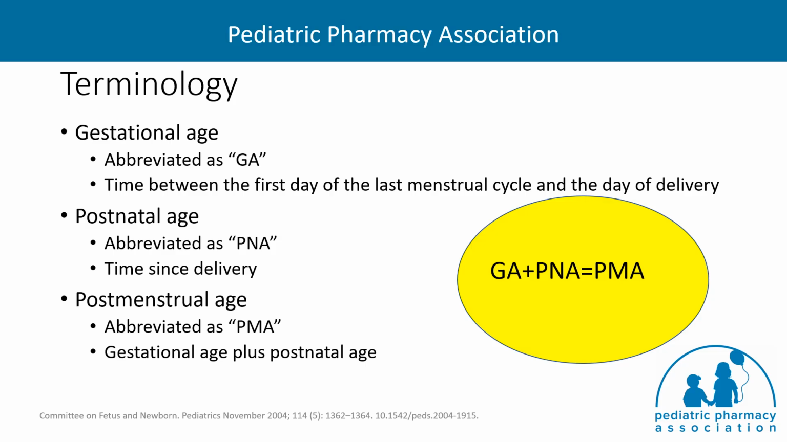And when you combine the two of gestational age and postnatal age, the total time elapsed is postmenstrual age, often abbreviated as PMA. Medication references may use PMA as the initial category to select medication dosing and frequency, and then further utilize PNA to help guide dosing. So what does this look like in real life?